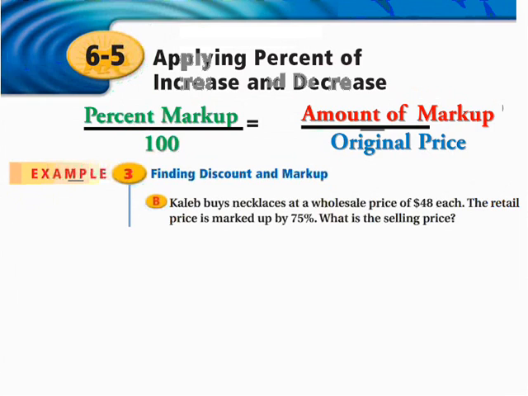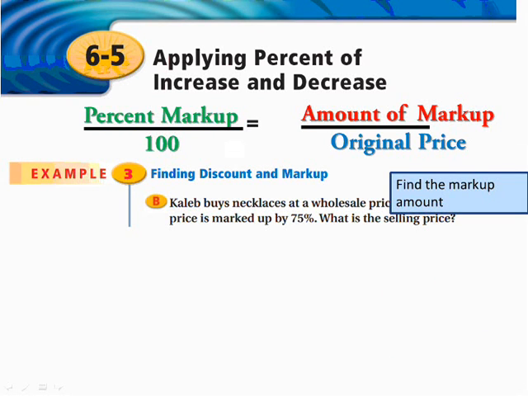Example 3b refers to an amount of markup. The problem is essentially done the same way. Markup is a percent of increase instead of decrease. So in this case, we have a wholesale price, which is what Caleb purchases the necklaces for before selling them to someone else. He needs to sell it for more than what he paid in order to make a profit, in order to benefit from the sale. We need to find out how much he sells it for if his markup is 75%.